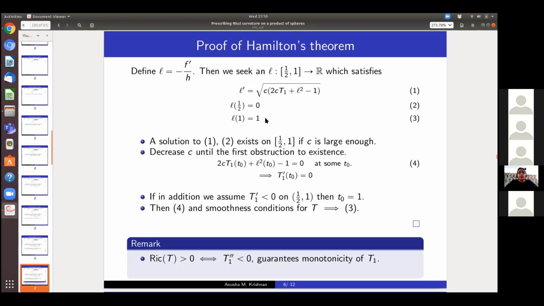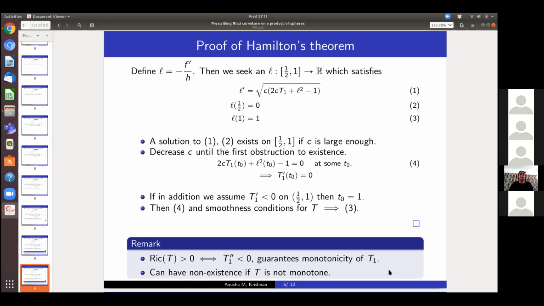A couple of remarks: in the original statement of his theorem, he asks that the tensor T, or the metric T that we are trying to prescribe as Ricci tensor, should itself have positive Ricci curvature. This condition is equivalent to T1 being concave, which in turn guarantees monotonicity of T1, which gets used in this step of the proof. Further, Hamilton shows also that you can have non-existence if T is not assumed monotone. He gives an example of non-existence there, so it's certainly necessary to have some kind of condition on T. So this was this result of Hamilton from the 80s.